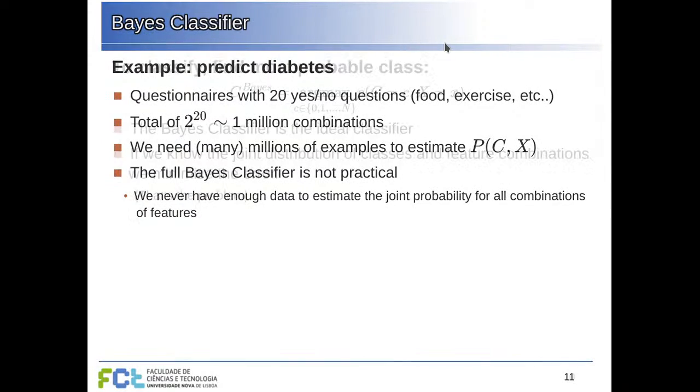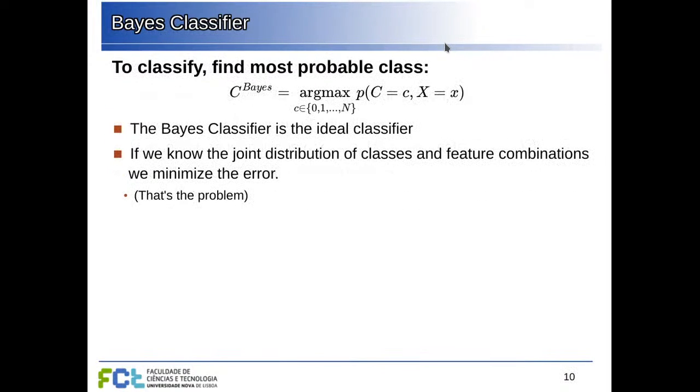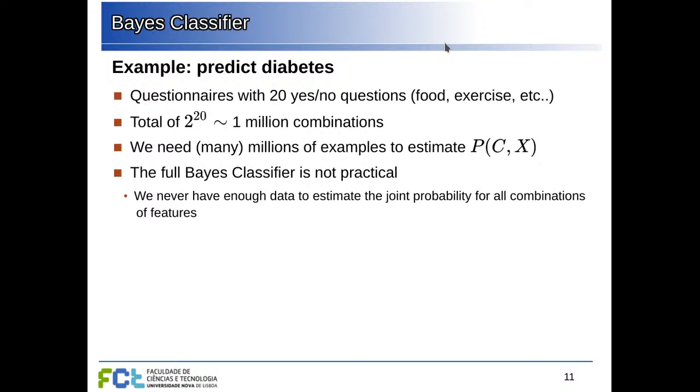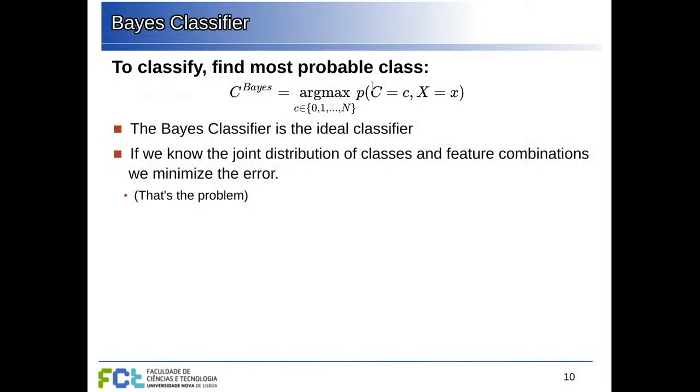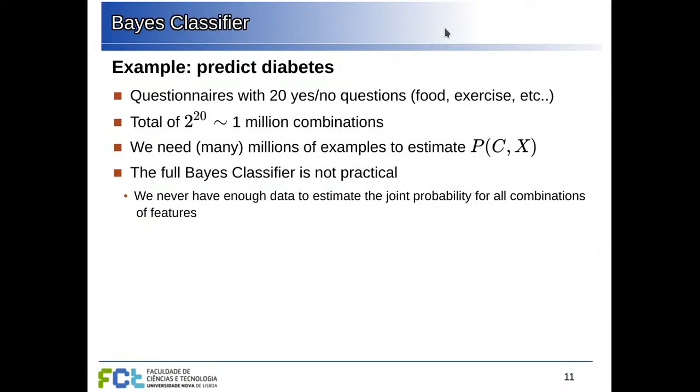So let's see an example here. Suppose that we want to use the Bayes classifier to predict whether or not some person will have diabetes. And we create a training set to measure these joint probability distributions with 20 questions. Let's suppose the questions are simply yes, no, to minimize the number of combinations. But we have 20 questions about the food people eat, the exercise they do, the blood pressure, age, things like that. So if we have 20 questions with yes or no answers, we have 2 raised to the 20 combinations, so about 1 million different combinations of answers.